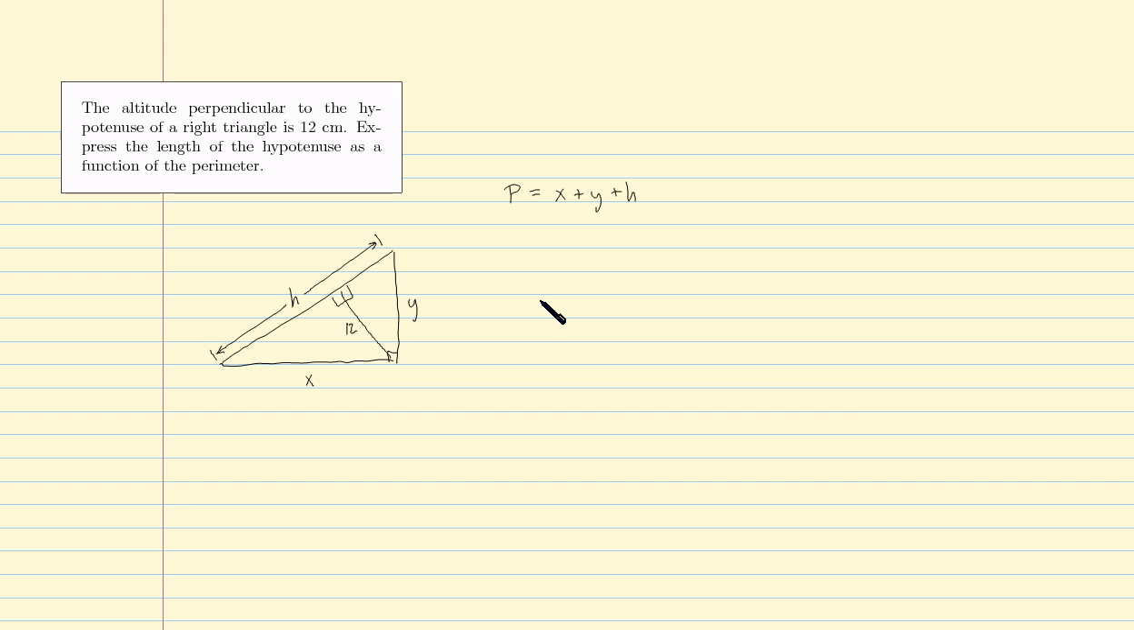Well, what do we know? It's a right triangle, so we know the Pythagorean Theorem holds, which tells us x squared plus y squared had better give us the length of the hypotenuse squared. Right? This guy squared plus this guy squared is this guy squared. What else do we know?